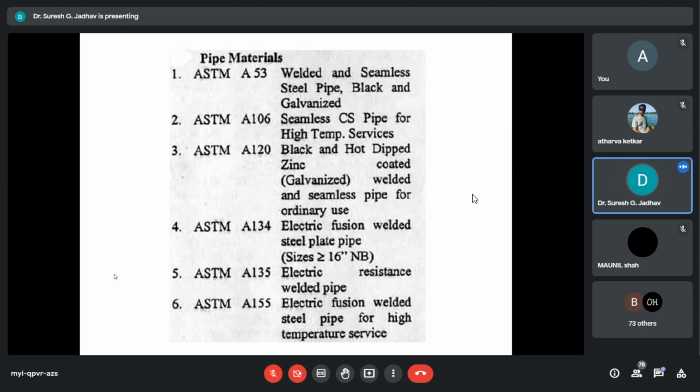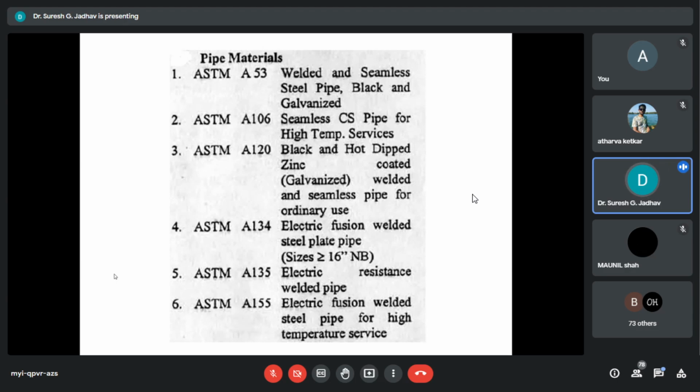So with the help of these standards, we can consider welded and seamless steel pipes, black and galvanized materials. Now ASTM A106: here we can go for seamless carbon steel (CS) pipes for high temperature service. We have to consider the carbon steel pipes for high temperature services.